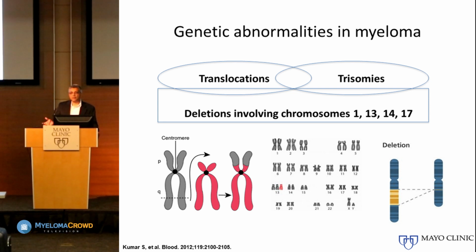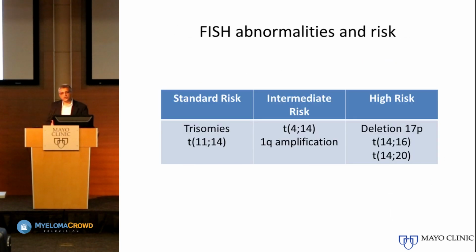The third set of abnormalities that we see is called deletions, and what happens there is you basically lose a piece of the chromosome. And all these things can overlap. Most patients can have one or more than one type of abnormalities. Now, what are the implications of having these abnormalities?